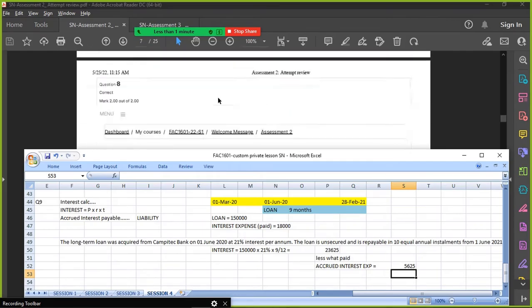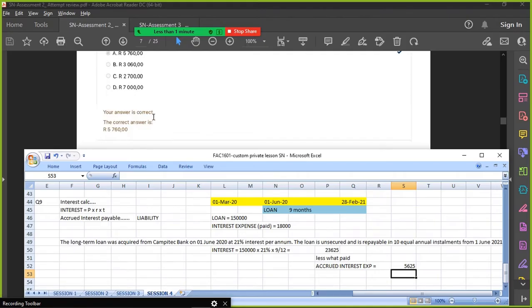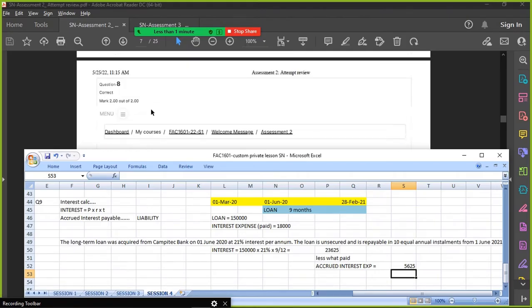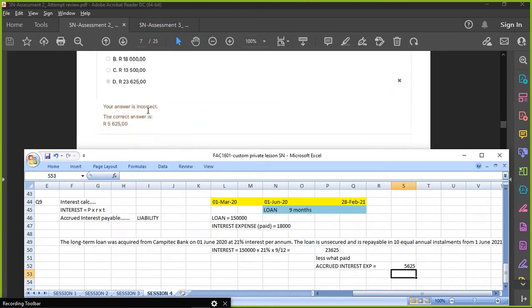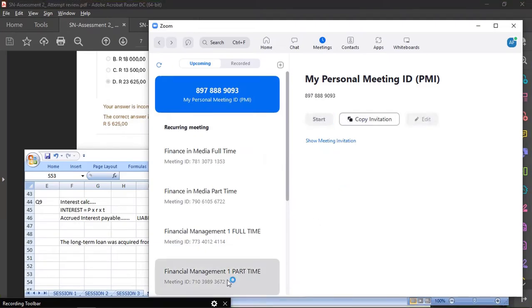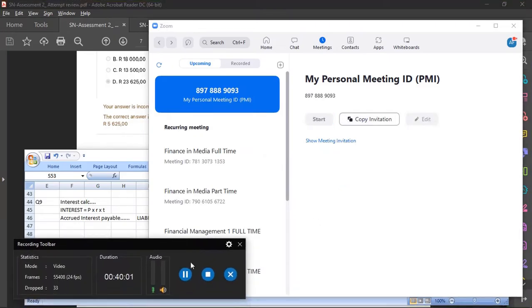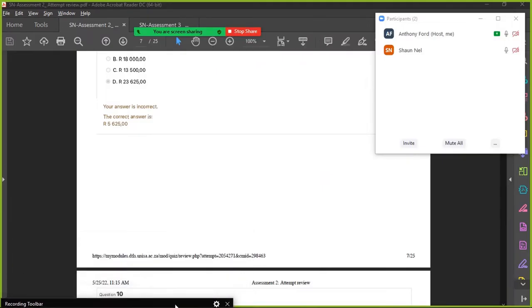I think I got it wrong because I put the answer for the interest. Which one was this? This is question 8. No, question 9. Question 9. Okay, perfect. All right, yeah, sorry about that.